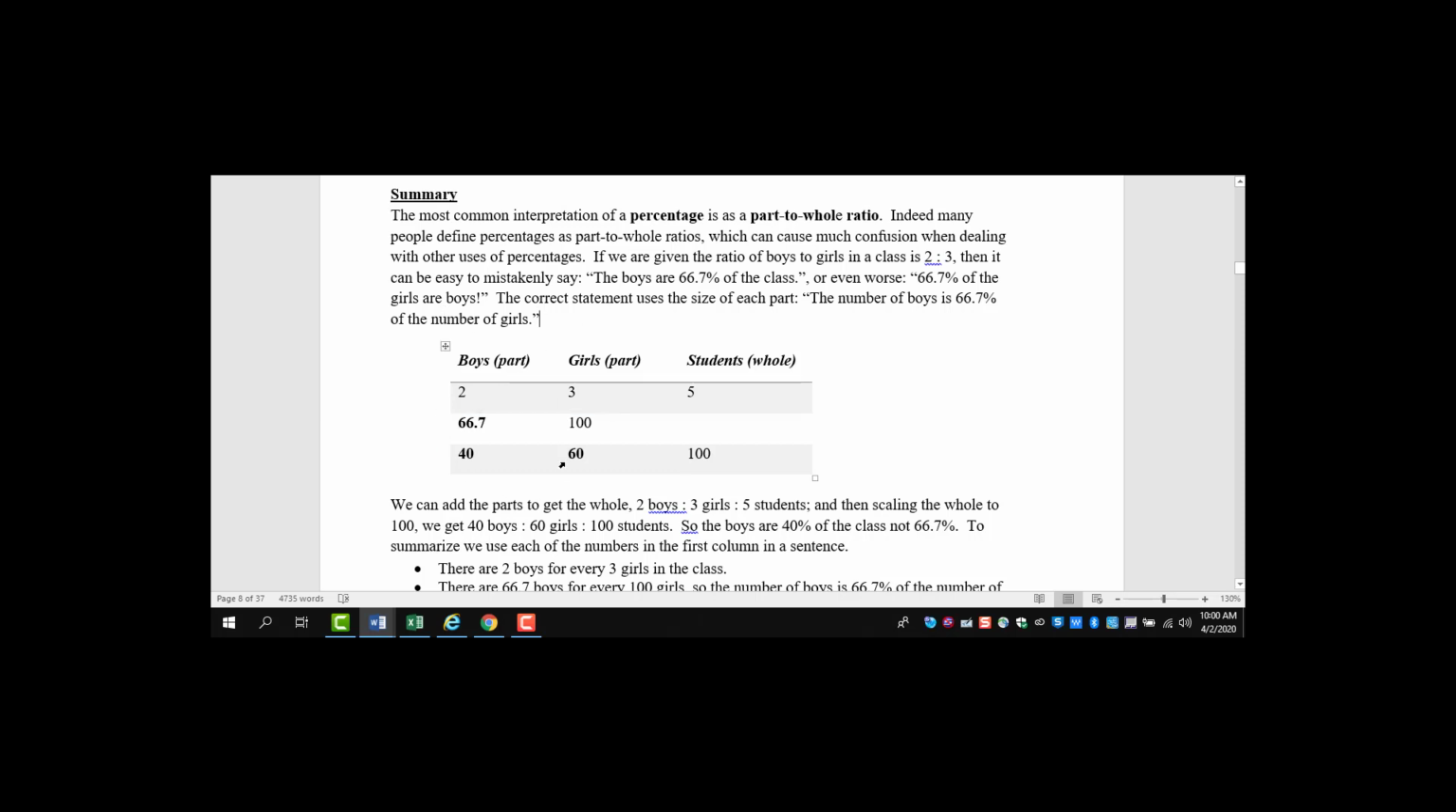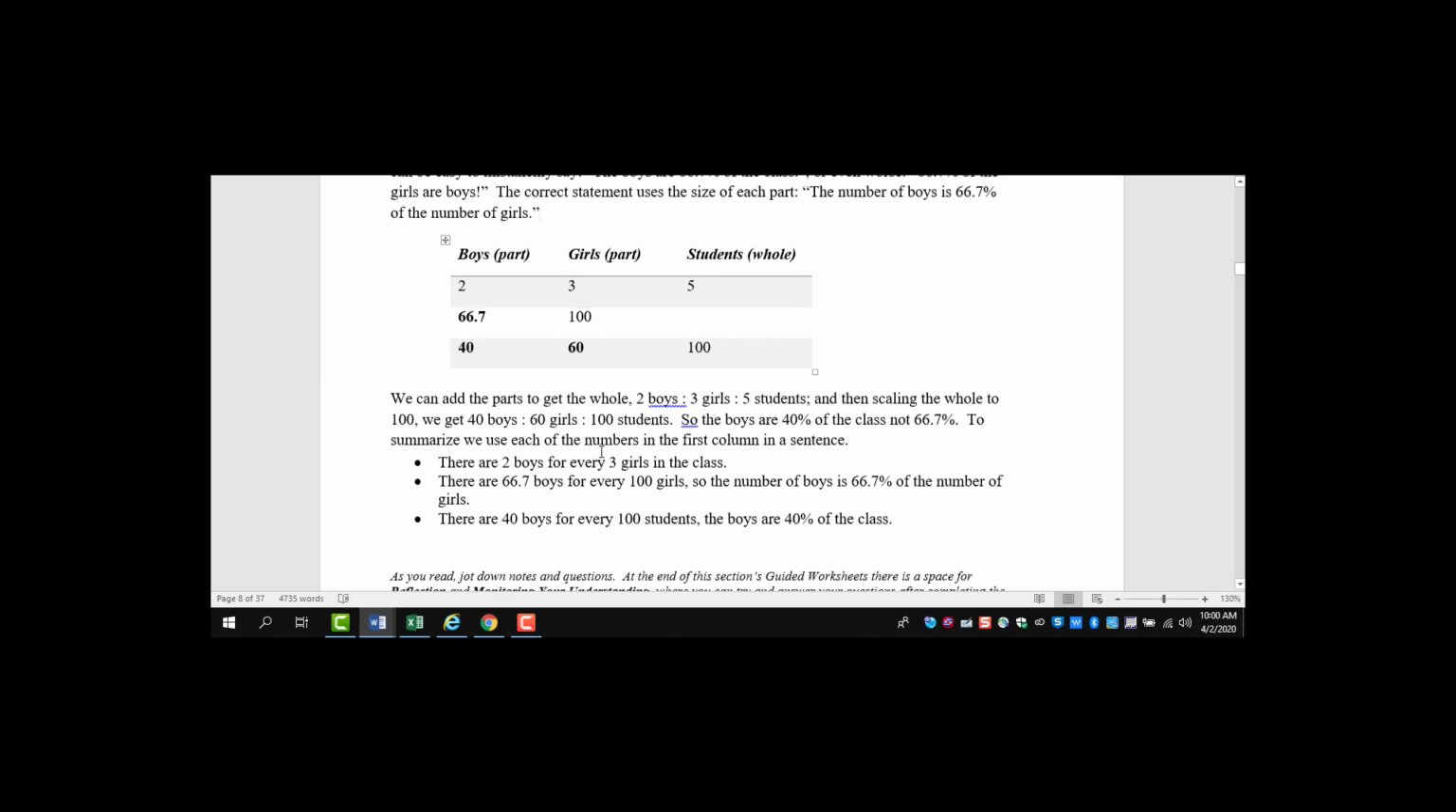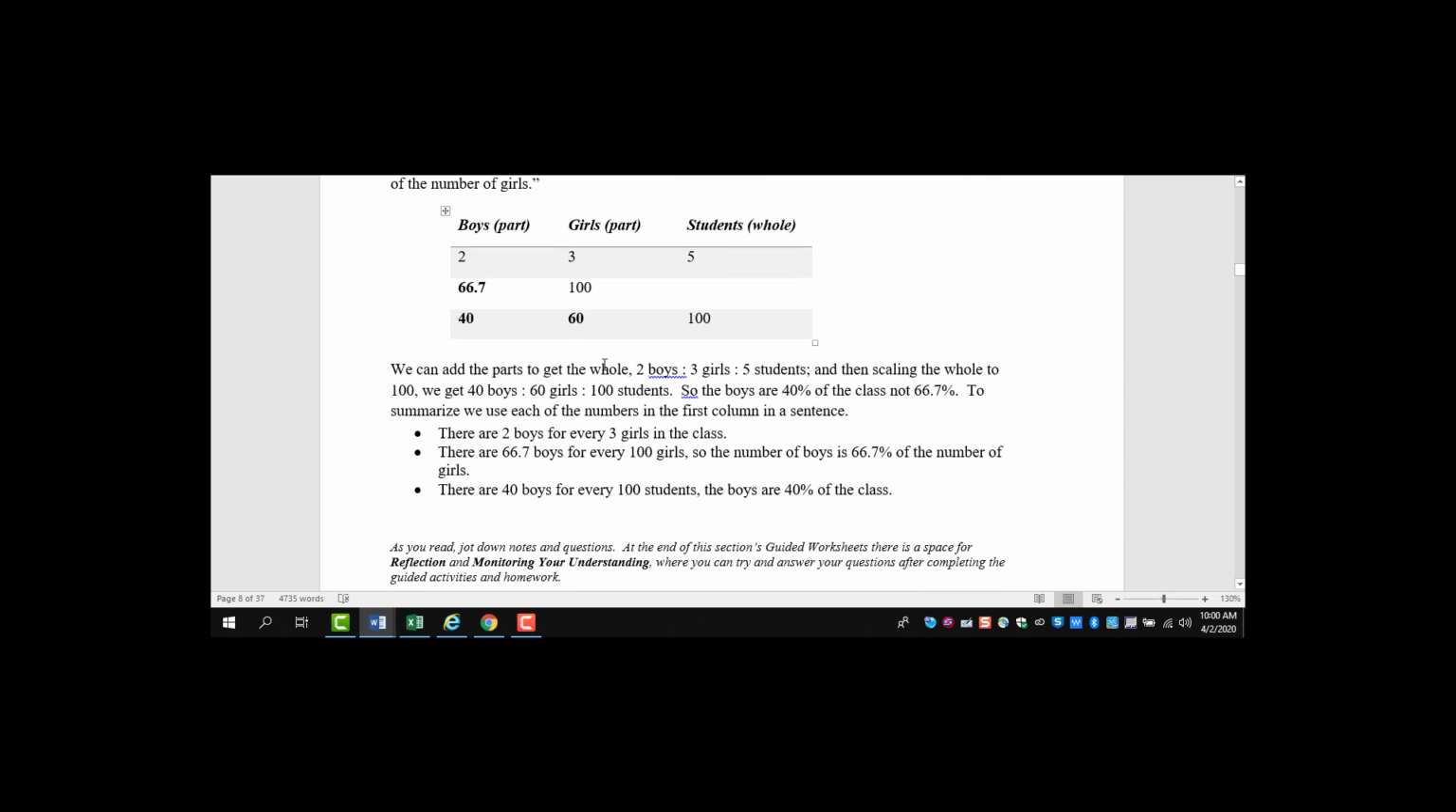Right? So these ratios here are all the same. 2 boys to 3 girls is the same thing as 66.7 boys to 100 girls is the same thing as 40 boys to 60 girls. We can add the parts to get the whole. So if we add the 2 and the 3, we get the 5. So we get 5 students. Add the boys and the girls together, you get 5 students. And this one, add the boys and the girls together, and you get 40 plus 60 is 100 students. All right? And this always works. And I'm going to give you another example of this in a minute.